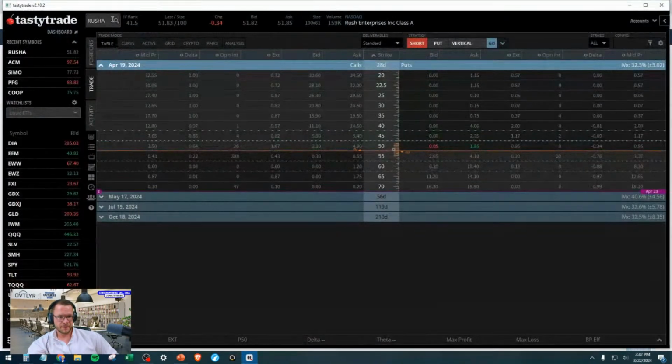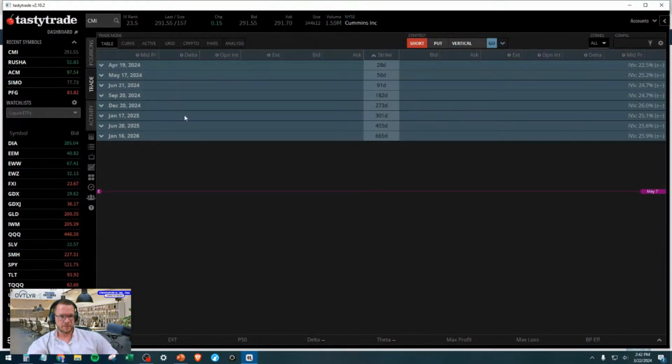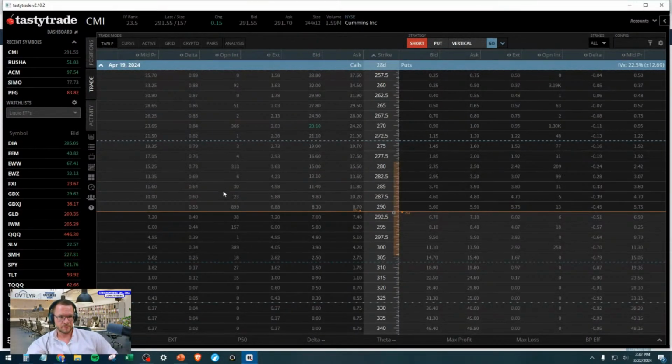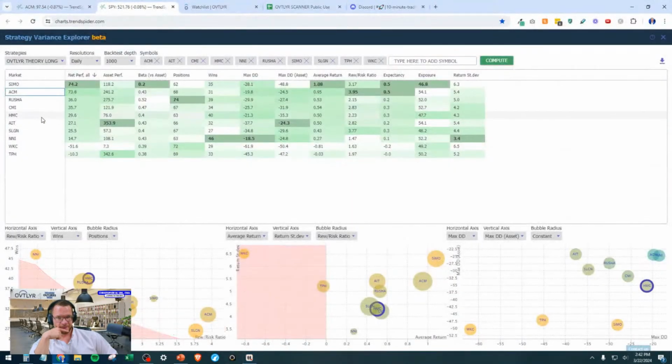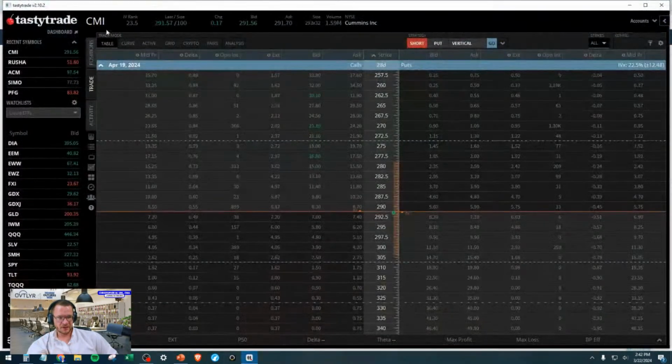CMI. Okay, we do have some liquidity here, but it's $15. My limit's 10. If I go under 10, this one works, except it's like 2/3 extrinsic value, 688 on 870. I'm not going to do CMI. HMC.